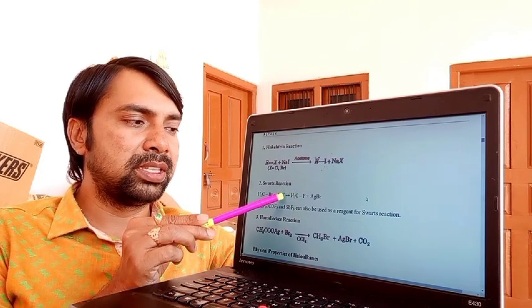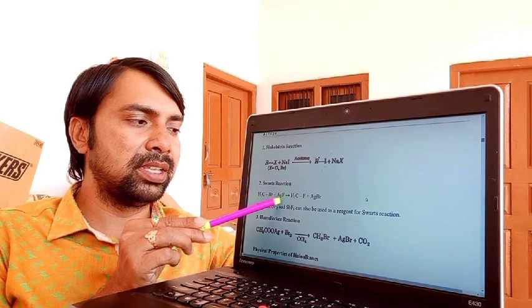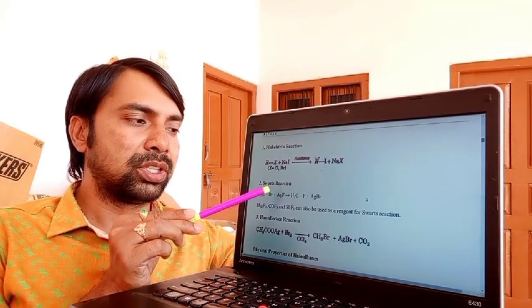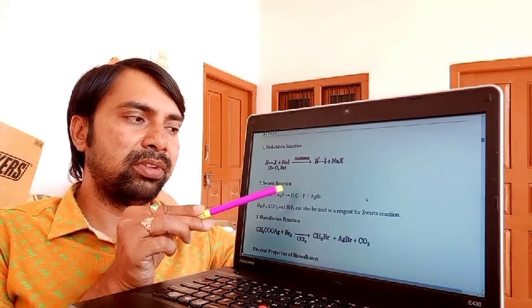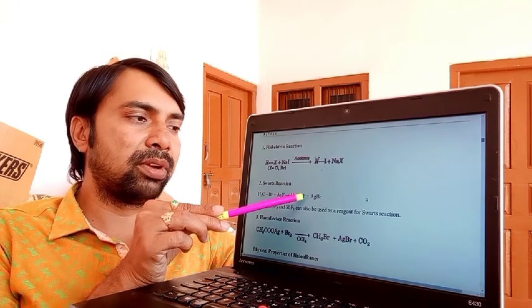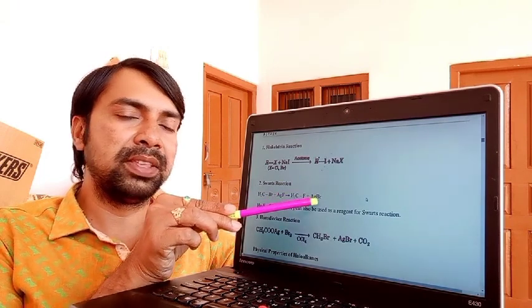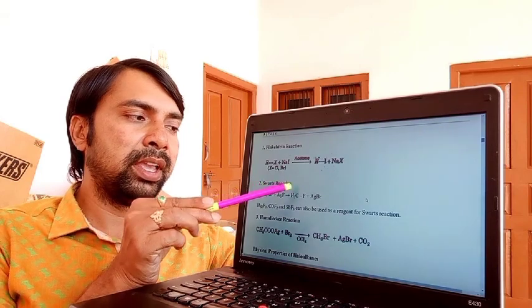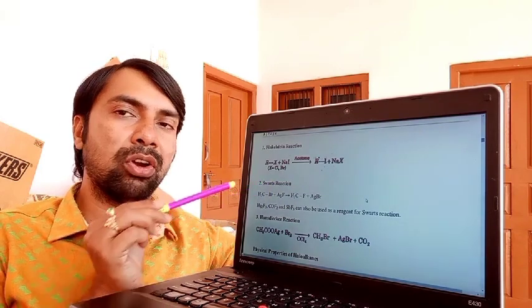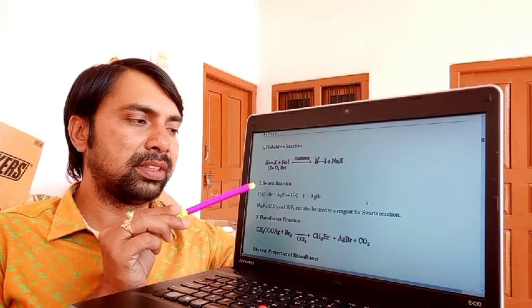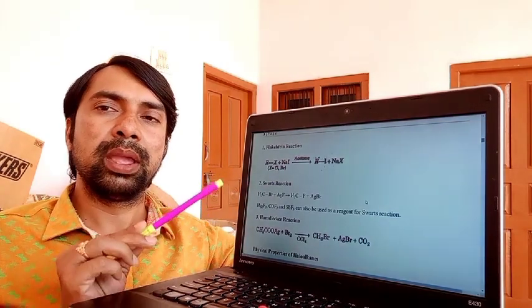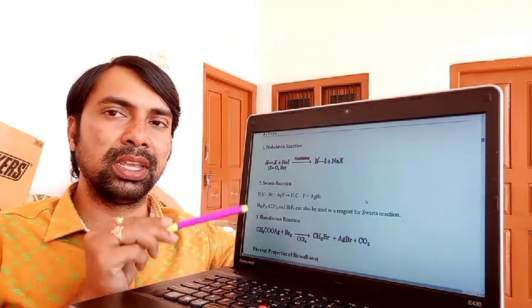In AgF, the fluoride replaces the Br. So this fluoride replaces the Br, and we get methyl fluoride as a product and AgBr. So this is a halogen exchange method, that is the Swarts reaction. These are the two important major reactions in the preparation by the halogen exchange method.